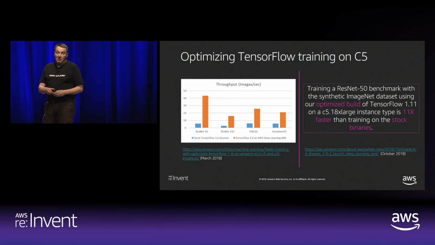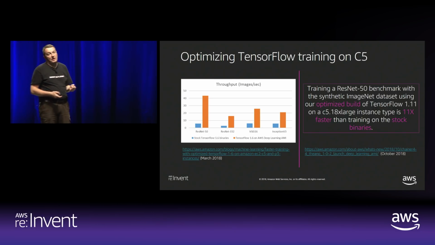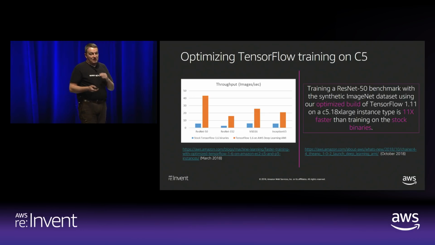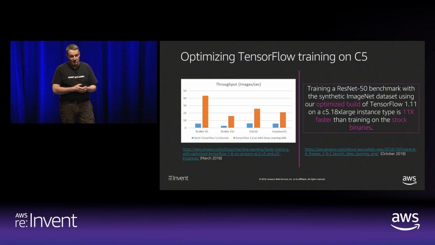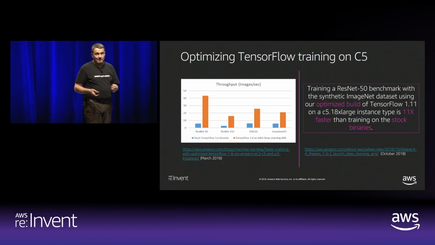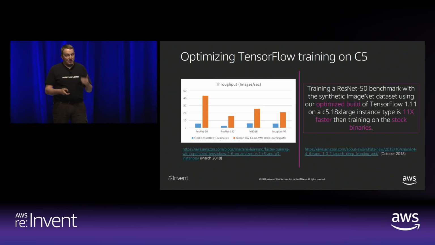This is a more recent example where we trained a ResNet 50 model, so again, one of those image classification models, on the optimized build for TensorFlow 1.11, so the latest version. And we used a C5 18XL instance, so this is the CPU-based instance, one of the bigger ones. And these times we're 11 times faster. Okay, so we keep optimizing, we keep improving how TensorFlow runs on our EC2 instances. Okay, so those speedups are super significant.